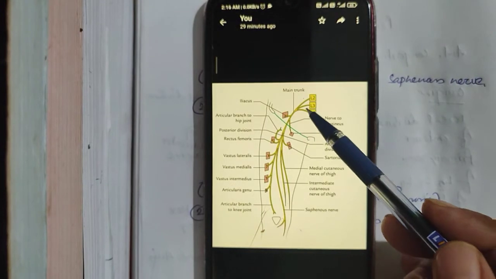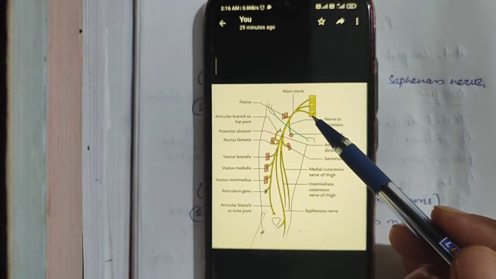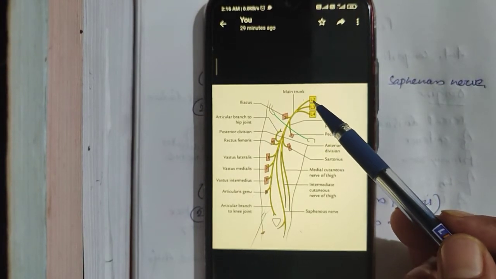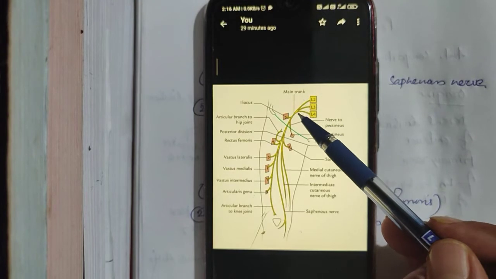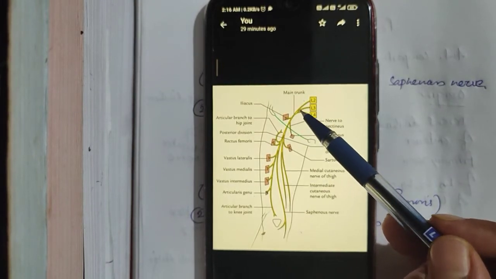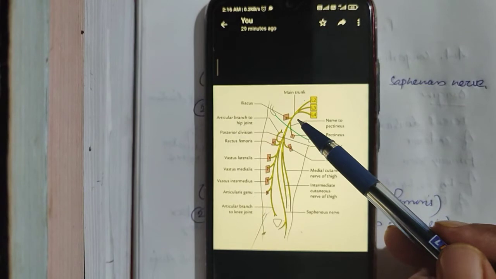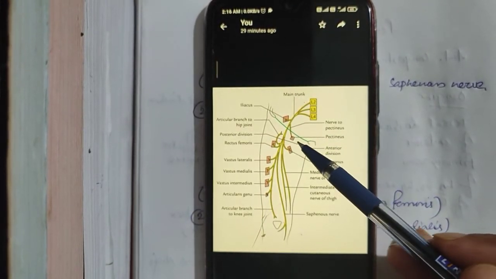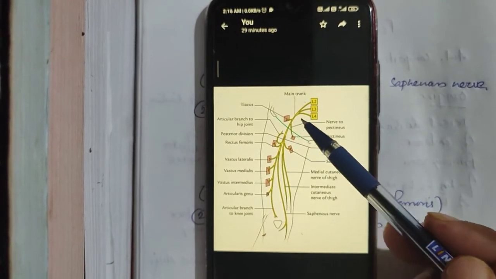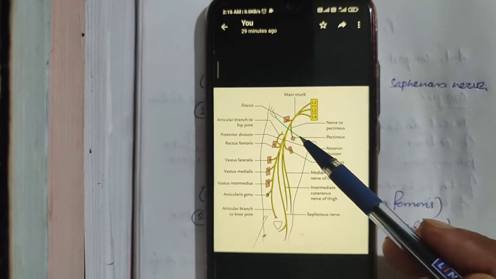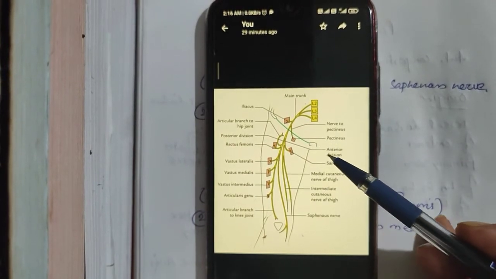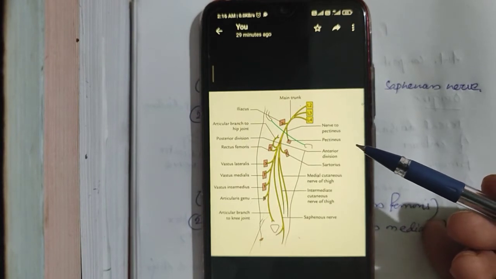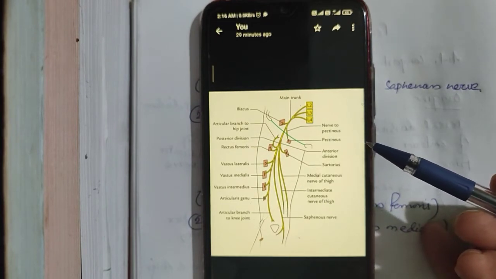This is for better understanding. Look at the picture. See, this is lumbar vertebra 2, 3 and 4. From here the femoral nerve originates, and then it supplies the iliacus and pectineus muscle in the femoral triangle. We have already told that the floor of the femoral triangle is formed by the iliacus, psoas major, pectineus, and also the adductor magnus muscle.